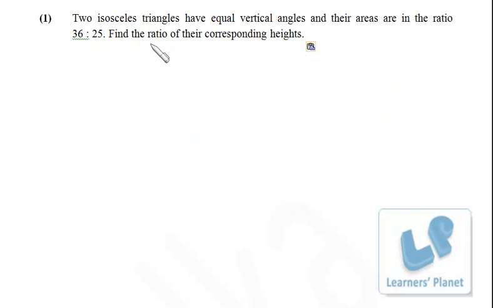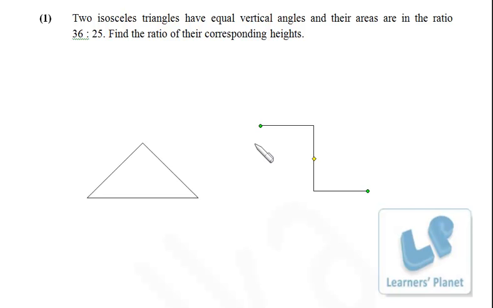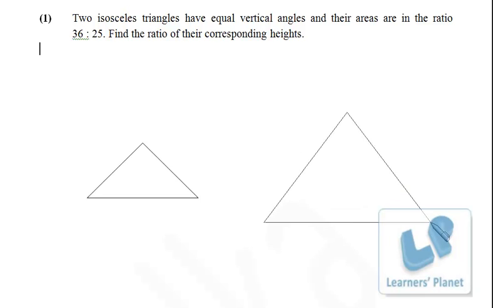Now two isosceles triangles have equal vertical angles and their areas are in the given ratio. Find the ratio of their corresponding heights. Now see, in case of an isosceles triangle, just draw a rough diagram. This is an isosceles triangle, and this is also an isosceles triangle. Now in an isosceles triangle, these two base angles are the same, right? But over here it is given that the vertex angles are also the same. That means the three angles of this triangle and the three angles of this triangle are the same. That means these two triangles are similar, right?